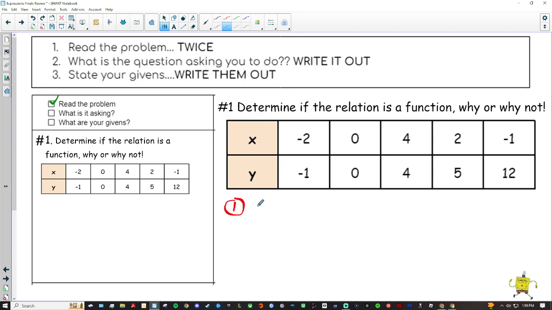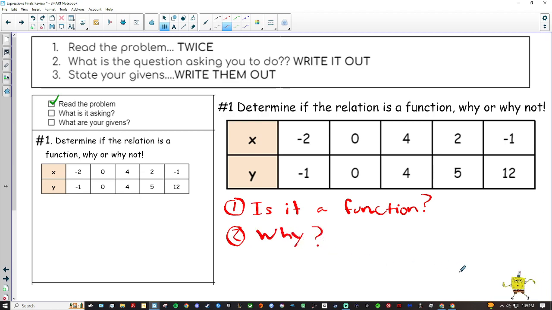2-step parts. Is it a function? And then it asks us why. So we have 2 things we need to do in order to get this question. We need to determine if it's a function, and then we need to write down why or why not. Is it a function, and why? Check it off. Lastly, what are we given?